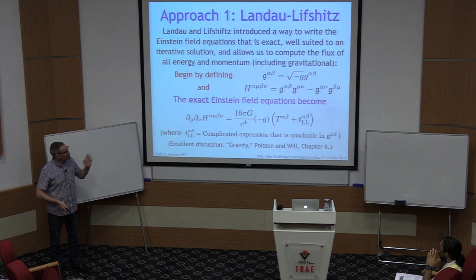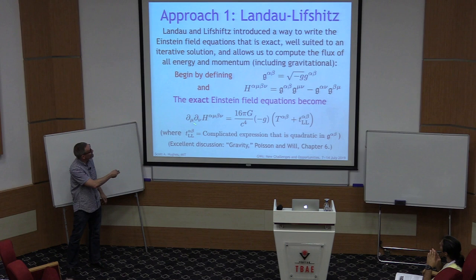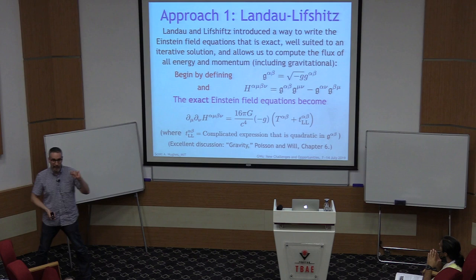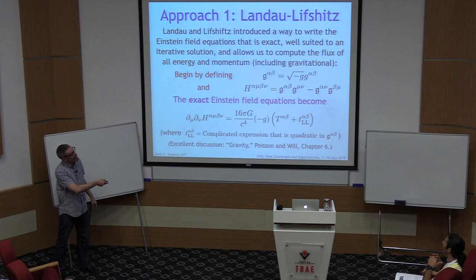And then this is a bit of a miracle, but it turns out that the exact Einstein field equations are simply given by two derivatives of this capital H field, and they relate to the source like so. This is a little bit of a swindle, because what I've actually done here is I've introduced a new field, this lowercase t alpha beta, LL stands for Landau and Lifshitz, that is itself actually a complicated expression that's quadratic in this G up here.